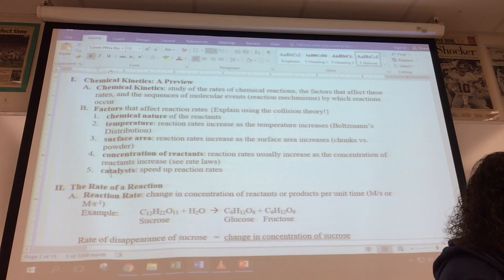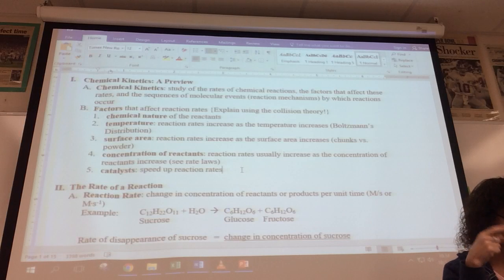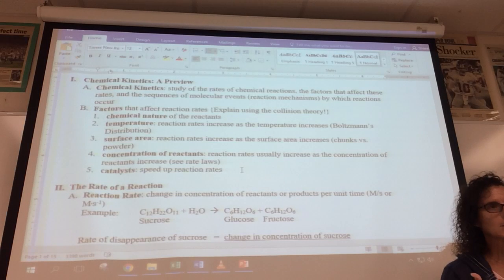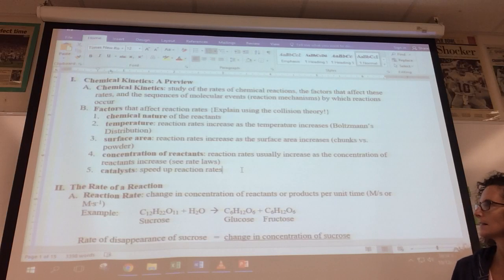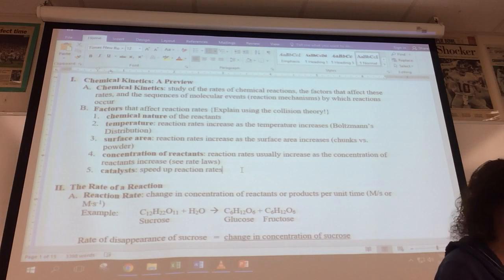The other factor is a catalyst. A catalyst is a substance, and all of this is in your notes later on. I'm just trying to get the brain going. A catalyst is a substance that speeds up the rate of a reaction. It's not consumed itself. It simply provides an alternative pathway with a lower activation energy so that more substances can overcome that activation energy barrier. And we'll talk about that in the chapter in a little bit. But these are the factors that affect reaction rates, and we'll be exploring them throughout the chapter.